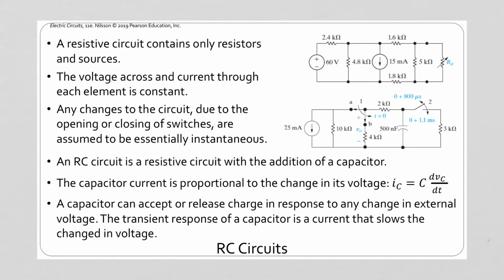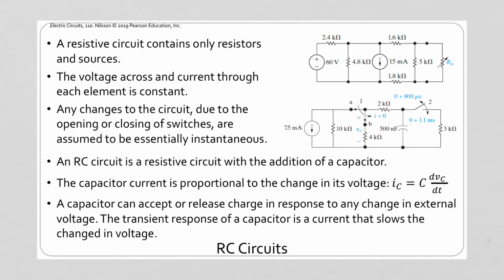We've seen many examples of resistive networks where we have sources and we have resistors. In this circuit, if we have constant sources, we can expect to have constant voltages and constant currents. We assume that any changes to this network, whether it be by changing a resistance or opening or closing a switch, will have essentially an instantaneous response where all the voltages and currents will immediately become their new constant values.